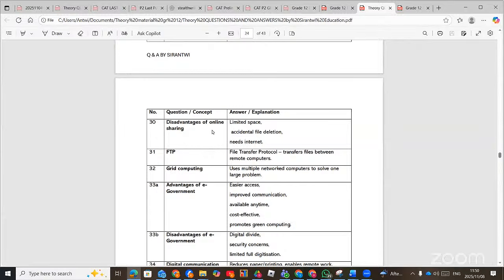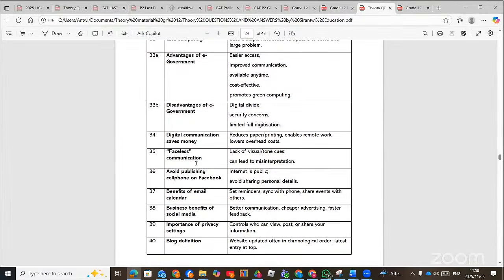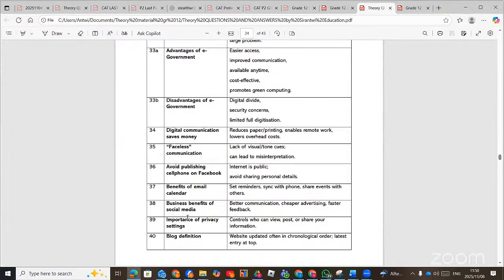Disadvantage of online sharing: limited space. Green computing, advantages of e-government: easier to access information, improve communication, availability anytime. They promote green computing also, and then disadvantages. So you can see whatever we have discussed, you get them from these questions.